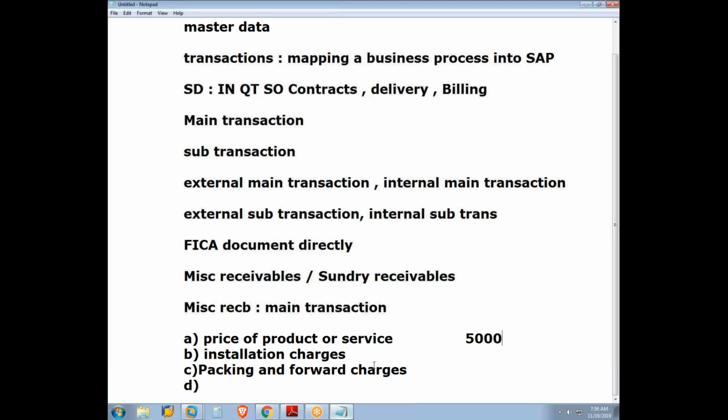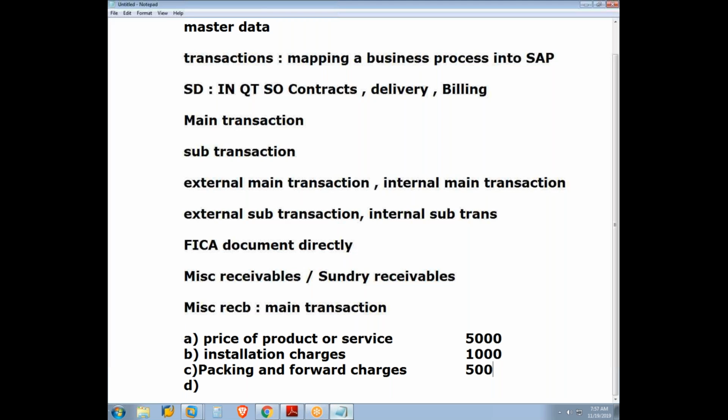And then installation charges are 1,000 rupees and packing forwarding charges are 500 rupees. Okay. We are supplying a product for which the price is 5,000 rupees. The installation charge for the product is 1,000 rupees and the transportation charges are 500. Okay. These are revenue items. Suppose you are doing an SD transaction for this, then the total amount the customer has to pay will be 6,500.